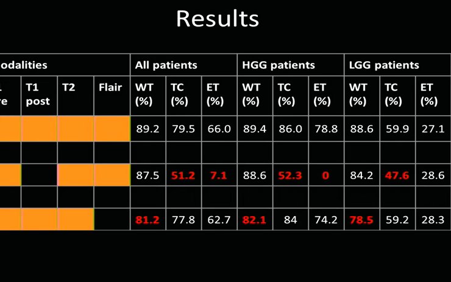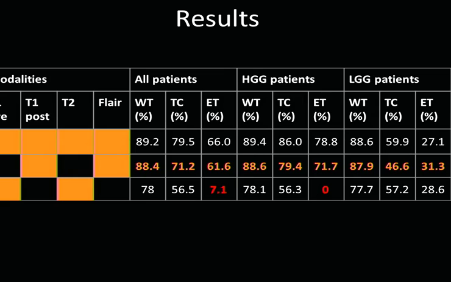Secondly, when we dropped the T1 post and the FLAIR, we actually saw a dramatic decrease in performance. For example, when we dropped the T1 post, we had a very significant drop in the performance for tumor core and enhancing tumor. And when we drop the FLAIR, we have a significant drop in the performance for the whole tumor segmentation.